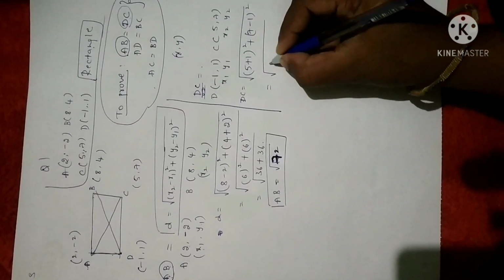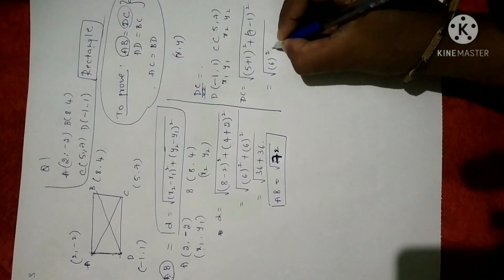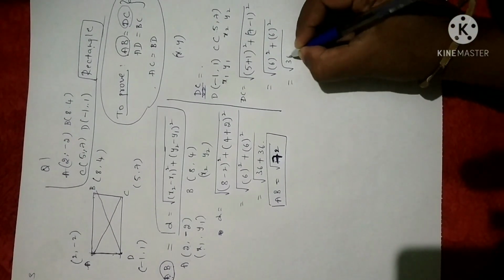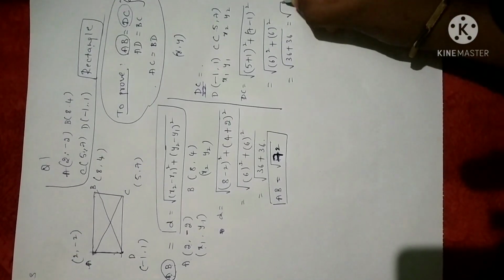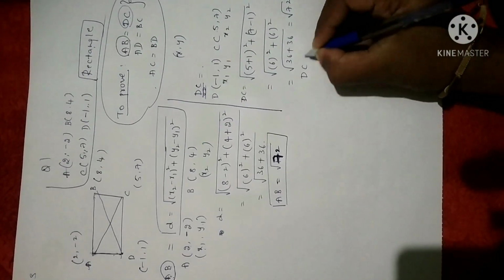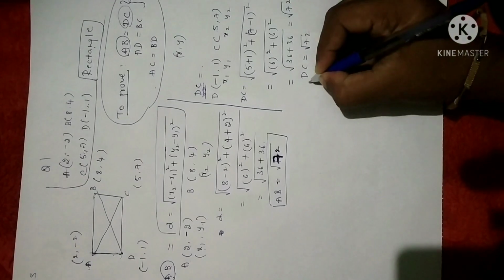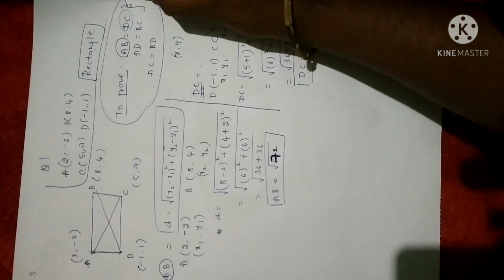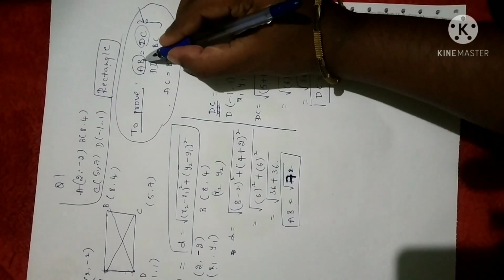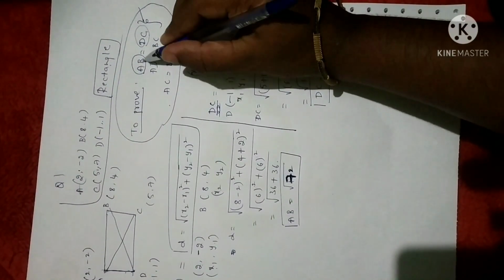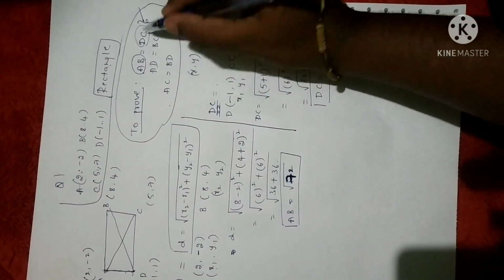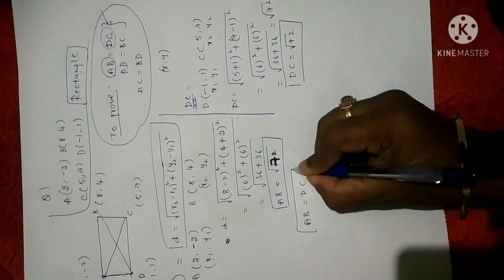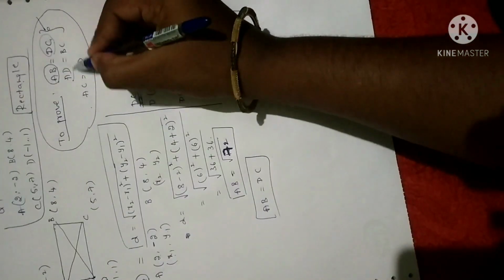You will get 5 plus 1 6 square plus 7 minus 1 6 square is again 36 plus 36. What you're going to get is root 72. So DC is equal to square root of 72. So you can note that first condition is satisfied. What does the first condition say? Opposite side for AB is DC, so those two sides should be equal. So AB will be equal to DC. First condition is satisfied.